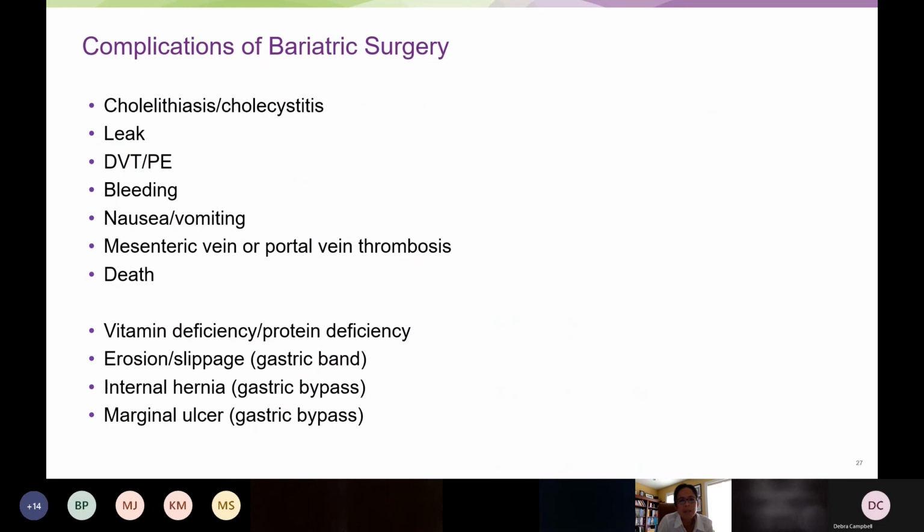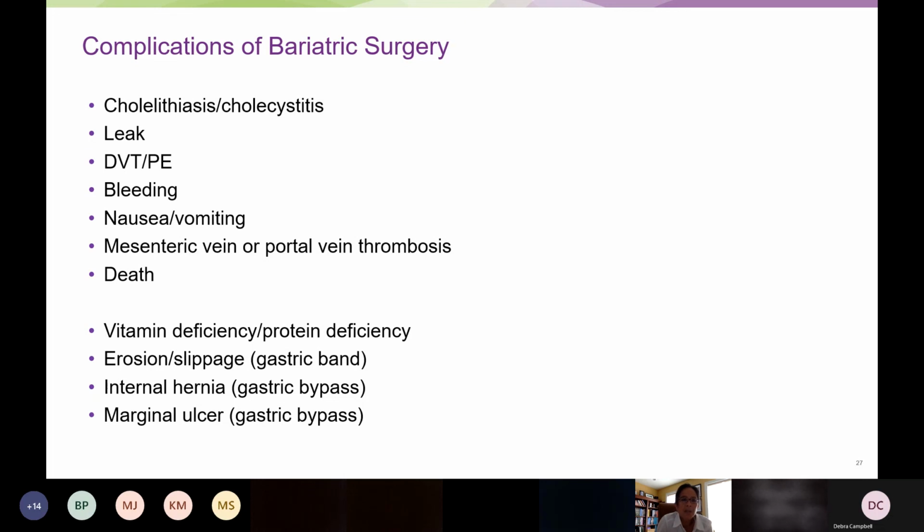Long-term complications of bariatric surgery include vitamin deficiency and protein deficiency. Because of that, at 6 months, we recheck their vitamin and protein levels. At 1 year after surgery, we check it again. And then we check it every year thereafter to make sure that they're not having any issues.